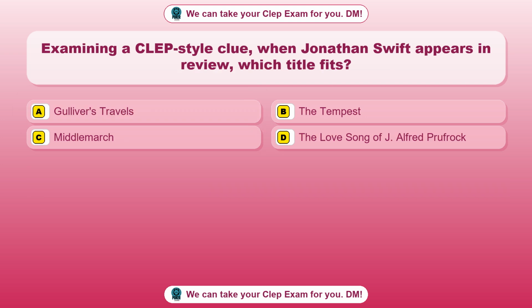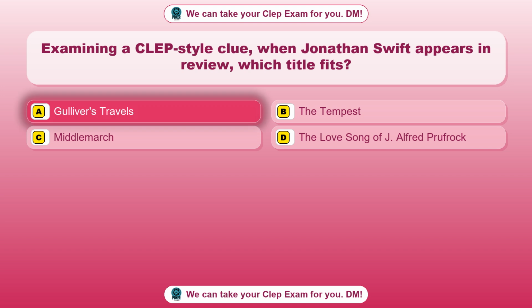Question 19. Examining a CLEP-style clue. When Jonathan Swift appears in review, which title fits? Option A. Gulliver's Travels. Option B. The Tempest. Option C. Middlemarch. Option D. The Love Song of J. Alfred Prufrock. The correct answer is option A.